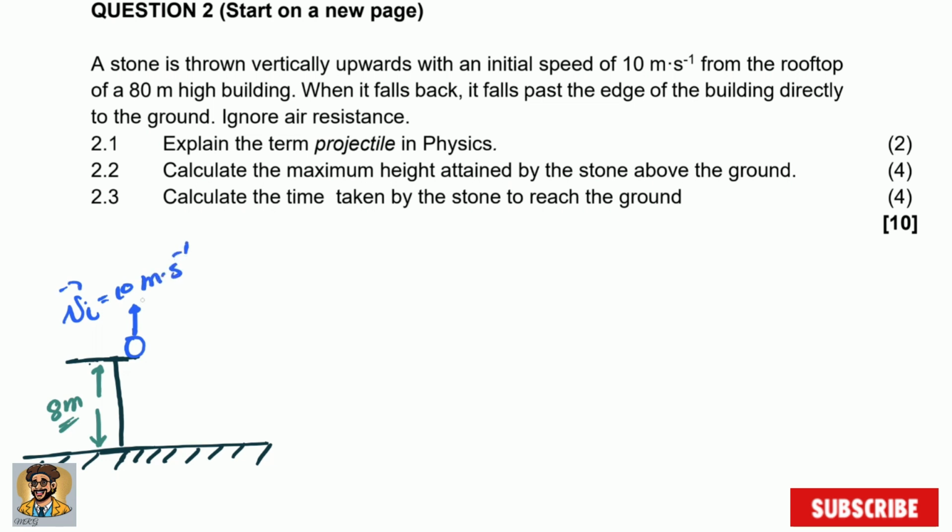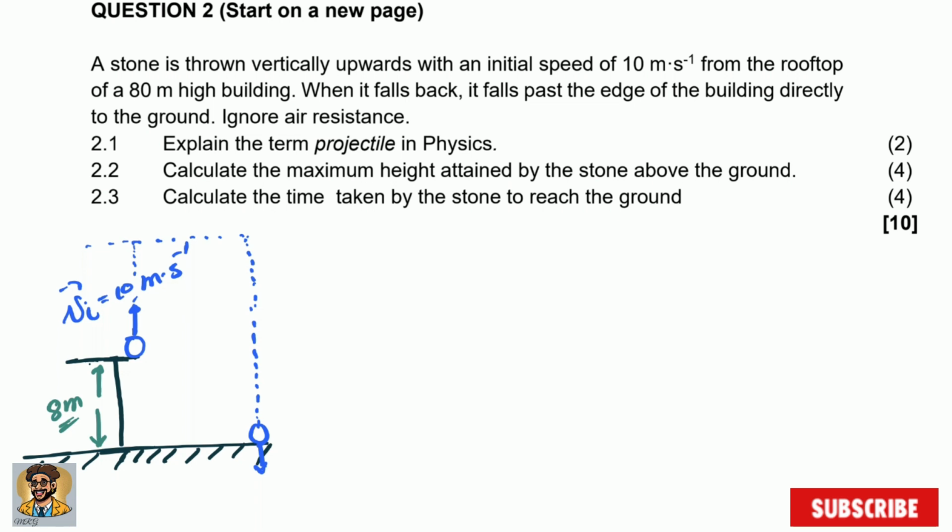Obviously it goes all the way up, and I'm going to draw it on the side here. Eventually that ball will return all the way to the ground, and it will reach the ground with a velocity which we don't know.